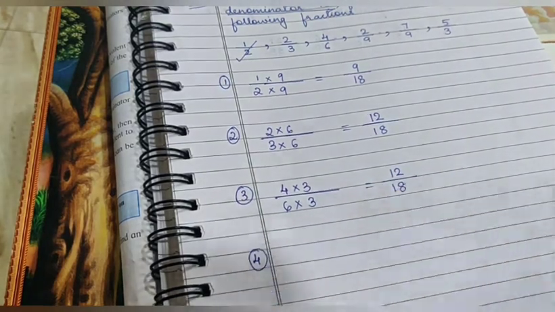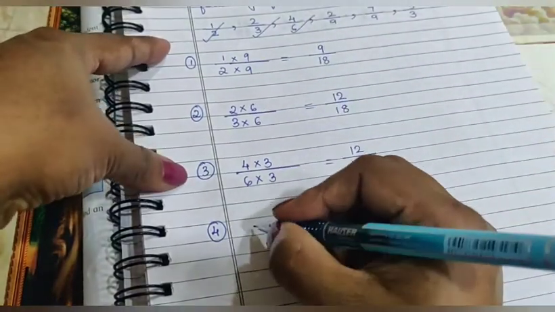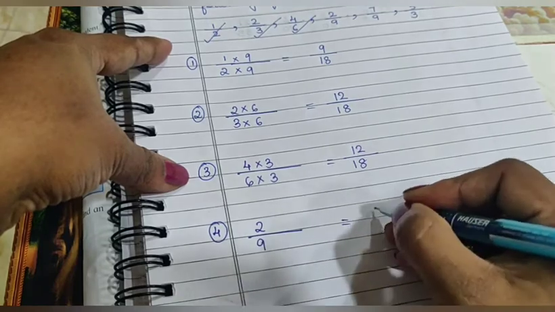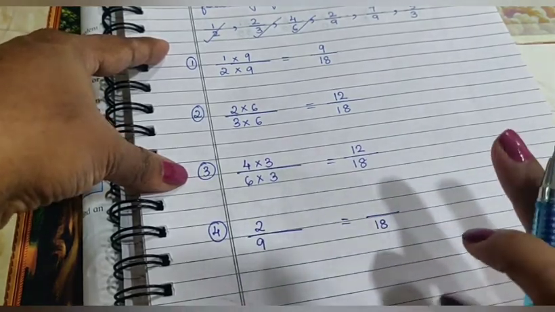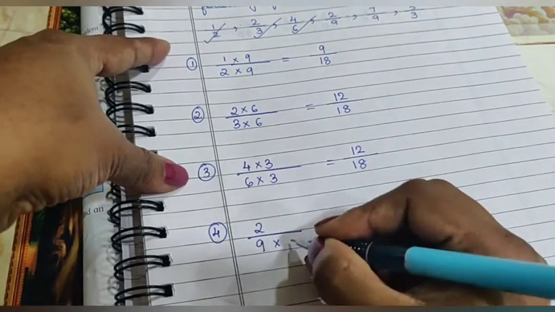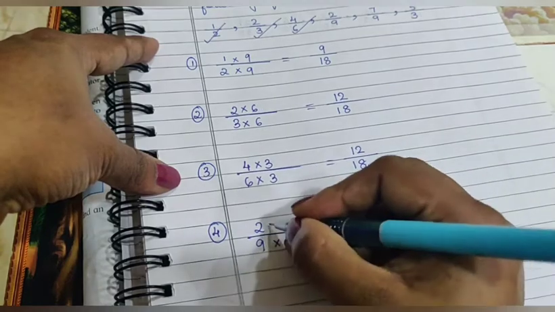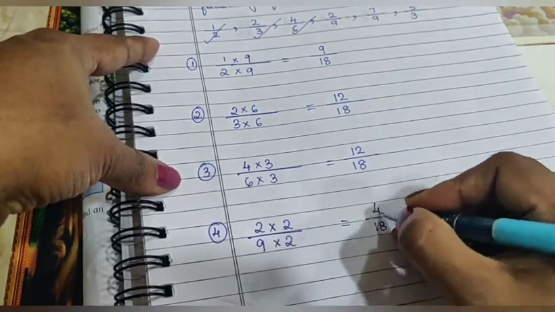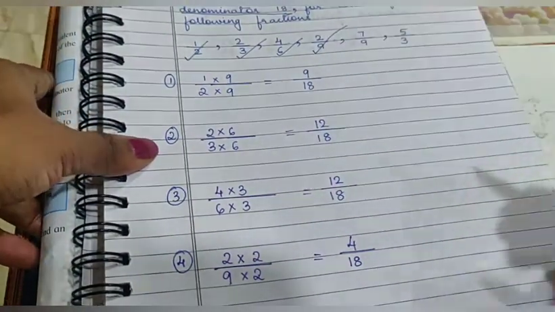Now let us see the fourth number. Which is the fourth number? So we already solved this one. 2 upon 9, 18. This is already given. 9 ones are 9, 9 twos are 18. And the same way you will multiply 2 with 2, 2 twos are 4. Okay? So this is also done.